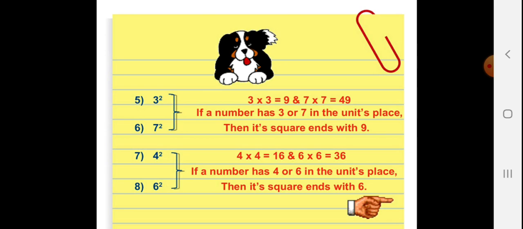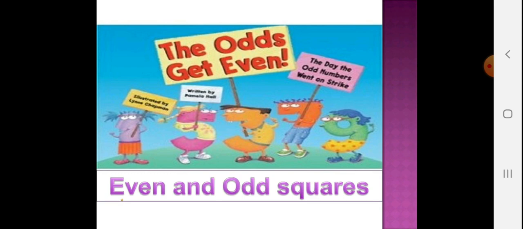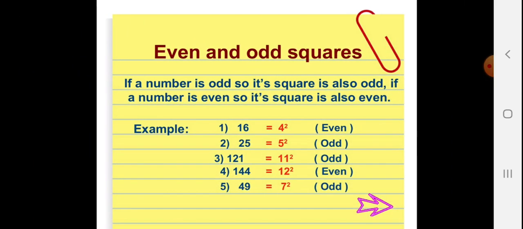4 square is 16, 6 square is 36. So if a number has 4 or 6 in its units place, then its square ends with 6. This is the rule. Even and odd squares.